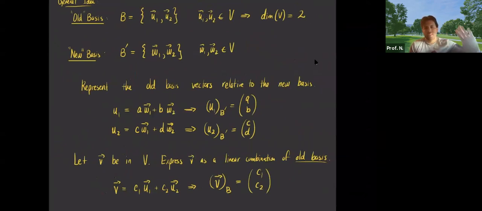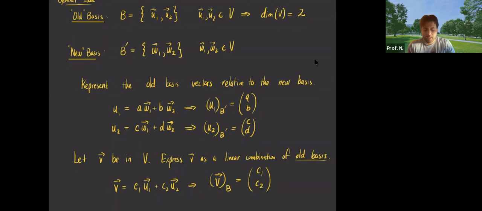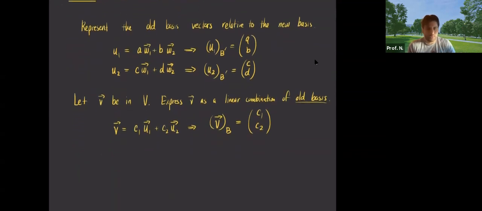So we have an old basis called B, U1, U2. We have a new basis called B prime, W1, W2. We represented the old basis vectors in terms of the new for some scalars A, B, C, D. And then we express some arbitrary vector V in terms of the old basis. And we're gonna get somewhere with all of this. So then the question is, why do we care about finding these relative coordinate vectors?